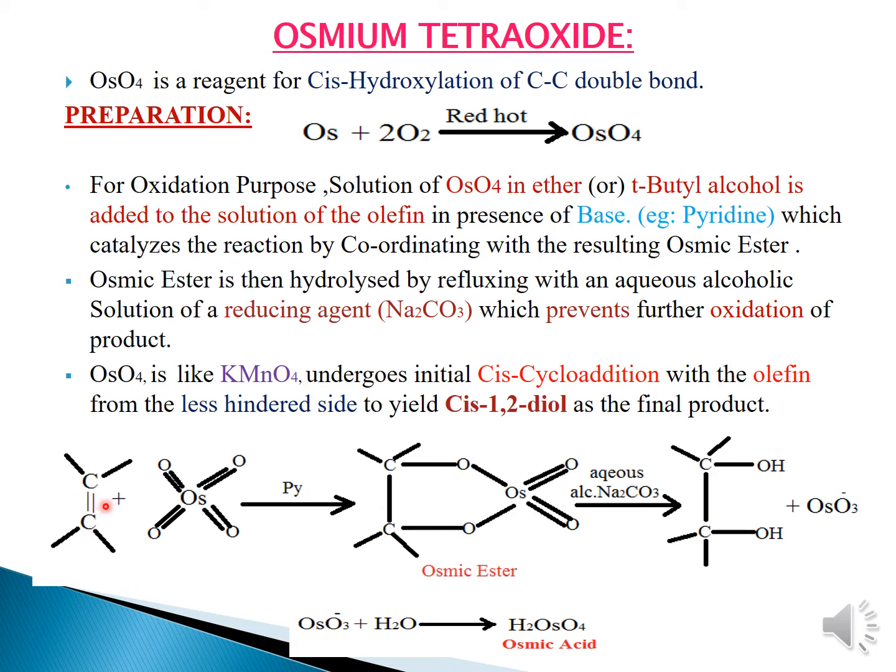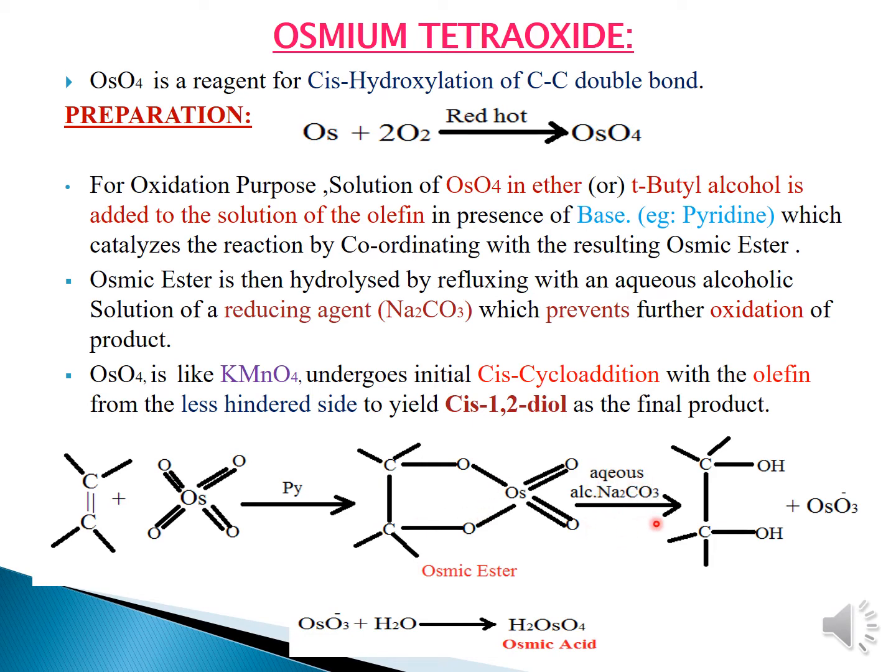When an alkene is treated with osmium tetroxide in the presence of pyridine as the base, the first intermediate formed is the osmic ester. Here the alkene bond goes and binds to the oxygen atom, this shifts, and then this again attacks the carbon. So there is a formation of an osmic ester.